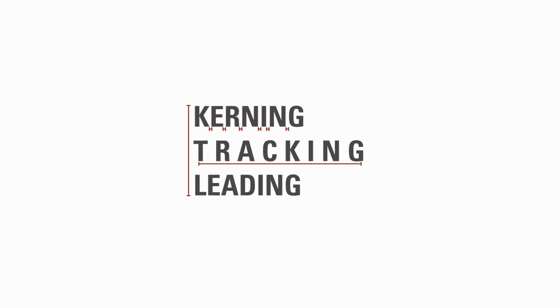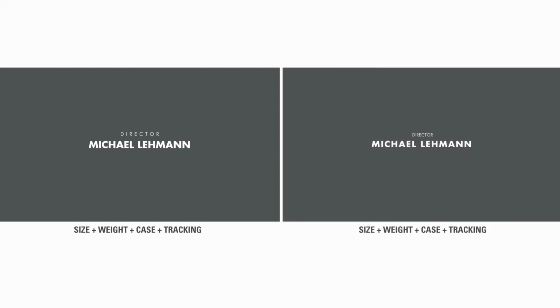And leading is an easy one. It refers to the amount of vertical space between the lines of text. In the next 2 examples, we're going to focus on tracking. Look at the example on the left. The word director has been tracked out. In the example on the right, I have tracked out the director's name. I find that tracking of the director's name more visually pleasing, but I'm not sure how it will work in final compositions with an image.